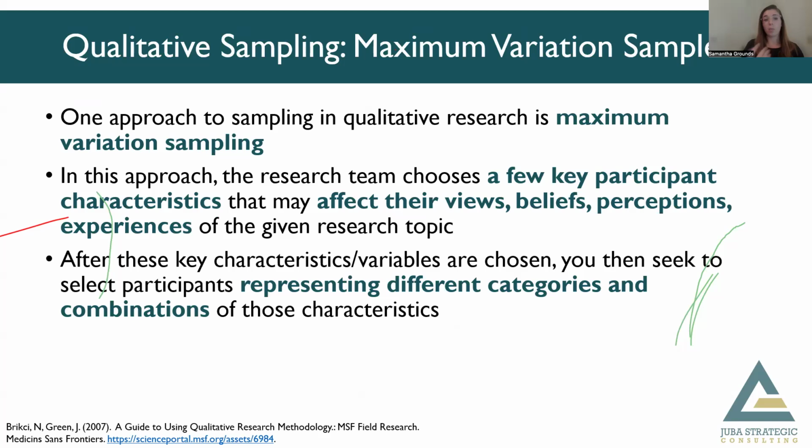So one approach, and this is just one method, is thinking about maximum variation sampling. In this approach, the research team chooses a few key participant characteristics that may affect their views, beliefs, perceptions, experiences, etc., of a given topic. After you select whatever key variables you think are of interest, you then seek to select participants representing different categories and combinations of those characteristics. So within those defined characteristics, you want lots of variation. So thinking about maximum variation sampling.